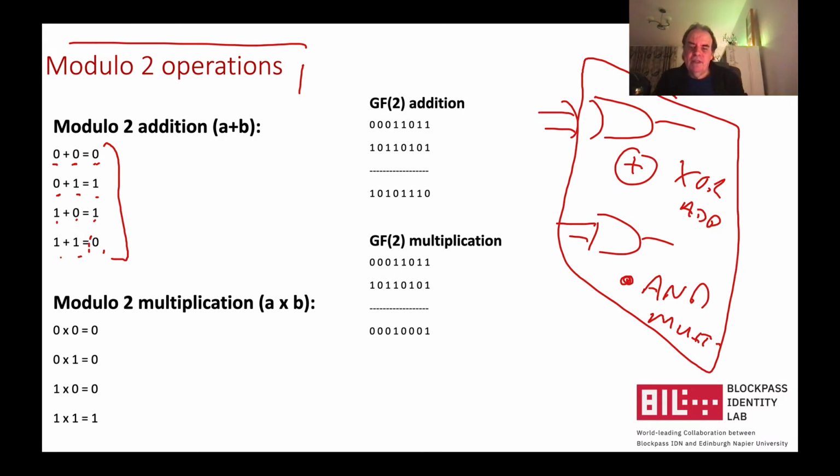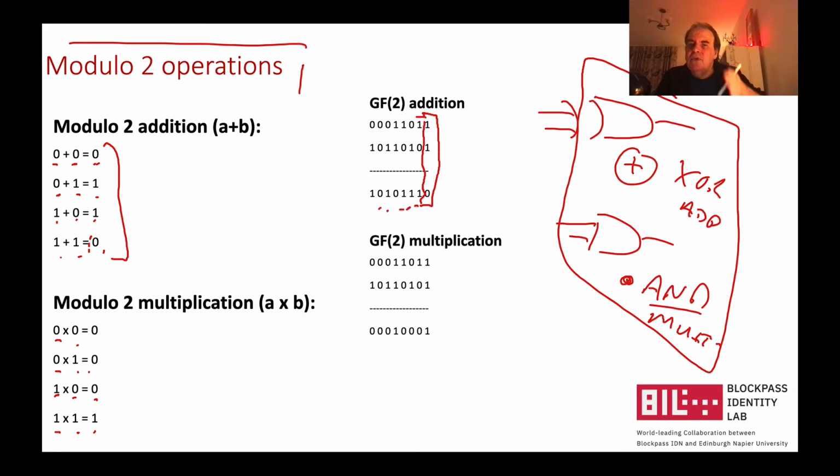With a multiplication, that's with the AND operation, 0 times 0 gives us 0, 0 times 1 gives us 0, 1 times 0 gives us 0, and 1 times 1 gives us 1. If we look at addition when it comes to multiple bits, we take each one at a time. So 1 add 1 gives us 0, and we forget about the carry. Now 1 add 0 gives us 1, and so on.